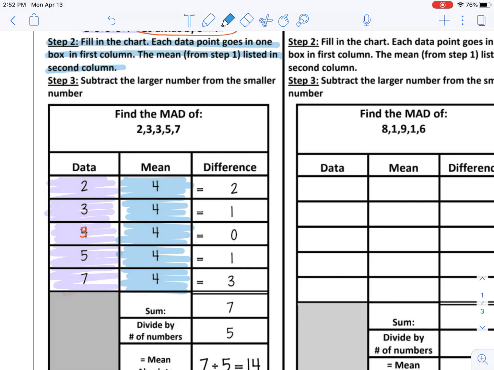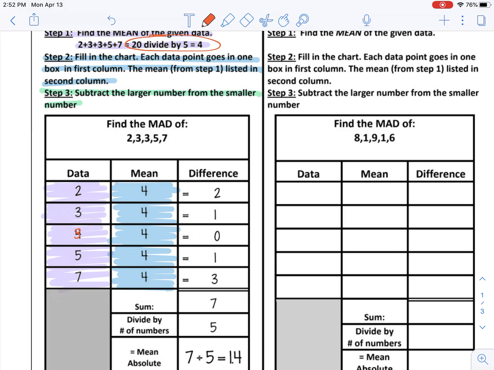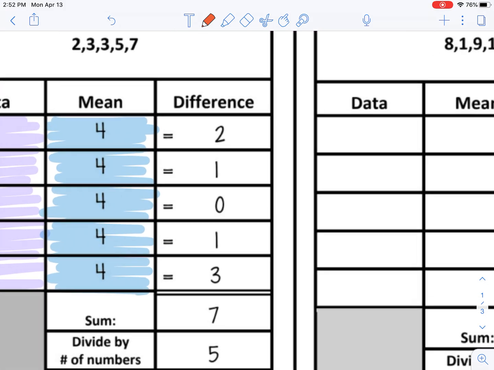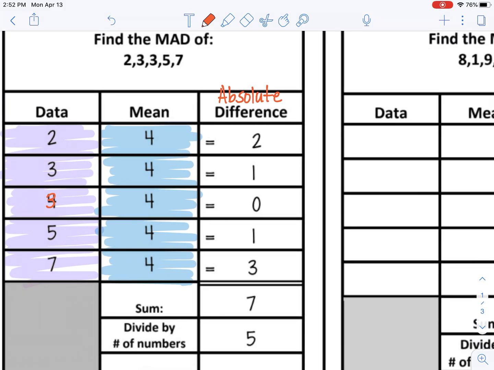What we are going to do in step 3 is subtract the numbers. Simple subtraction to find the difference. So 2 minus 4 is technically negative 2, but we are finding the absolute difference, so I want you to write that word in. How is that? Because you're going to use the positive value. So 2 minus 4 is equal to negative 2, but when we find the absolute difference, we get a positive 2.